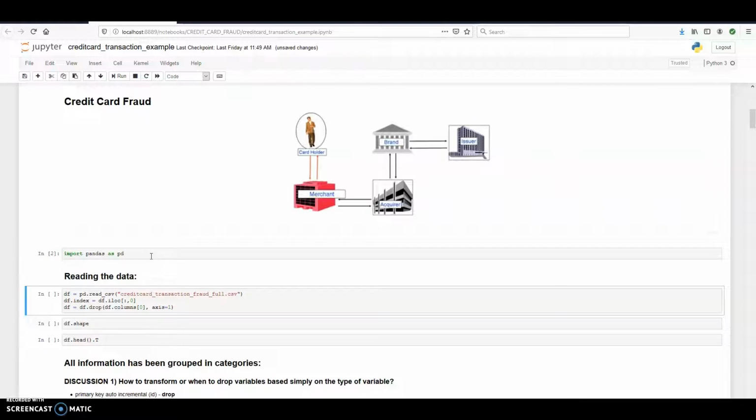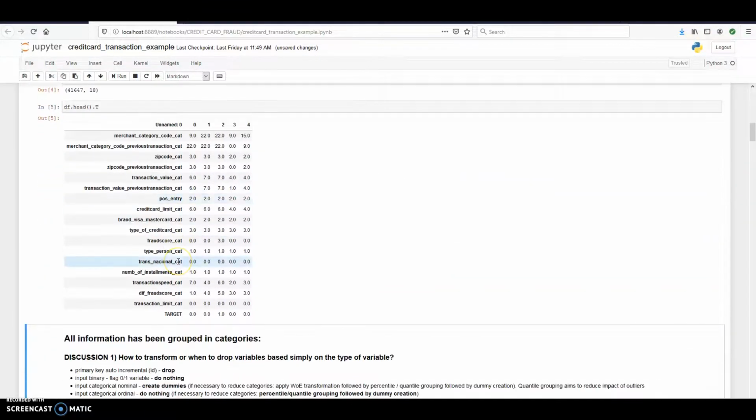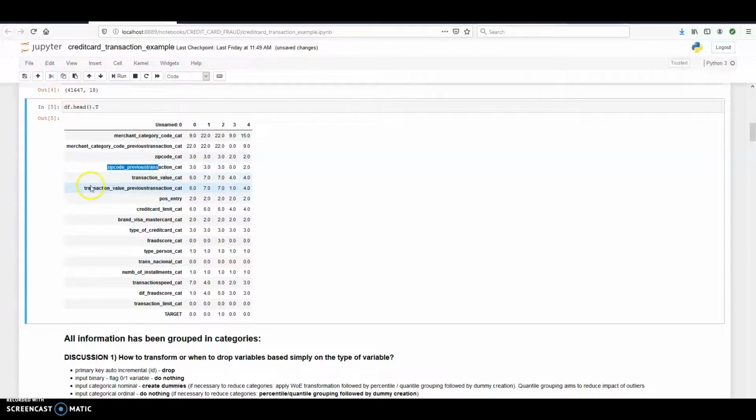The data that I'm playing with has a lot of information, like the merchant category code, so what type of category it is, the previous transaction, which matters a lot, the zip code from the current transaction and the previous transaction, the transaction value, the amount, and the POS, the type of point of sale where the transaction is taking place, the credit card limit, the brand, if it's a MasterCard, the type of credit card, if it's a gold credit card or a simple credit card, the fraud score, which normally comes from Visa and MasterCard, the type of person, if it's a business or an individual, the transaction national, which country it is taking place in, the number of installments, and so on.